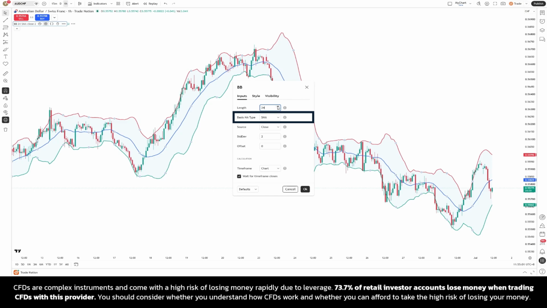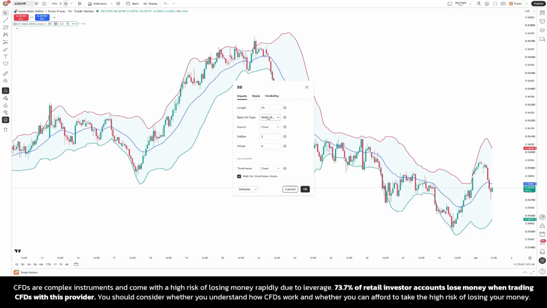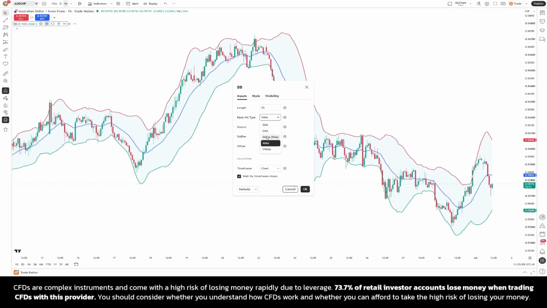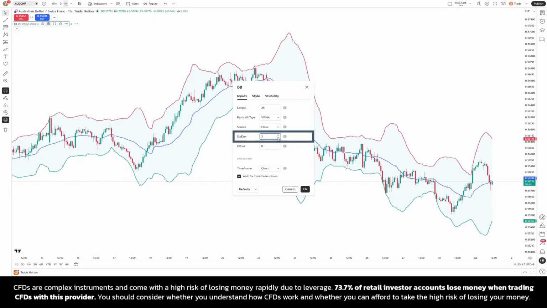The basis moving average type can also be changed, with options such as SMA, EMA, RMA, WMA, and VWMA. The source setting controls which price data is used, while the standard deviation multiplier controls how far the upper and lower bands sit from the middle band.